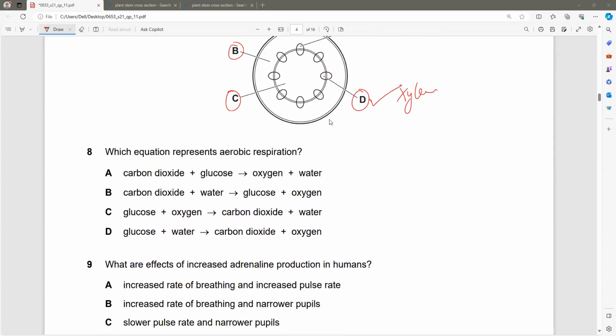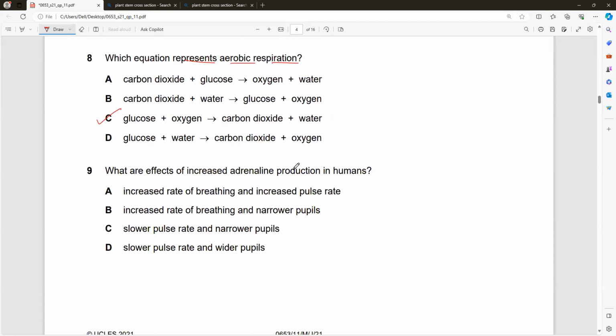Next. Which equation represents aerobic respiration? Aerobic respiration. What is the equation? Tell me fast, guys. Aerobic respiration: carbon dioxide plus water. Yes.